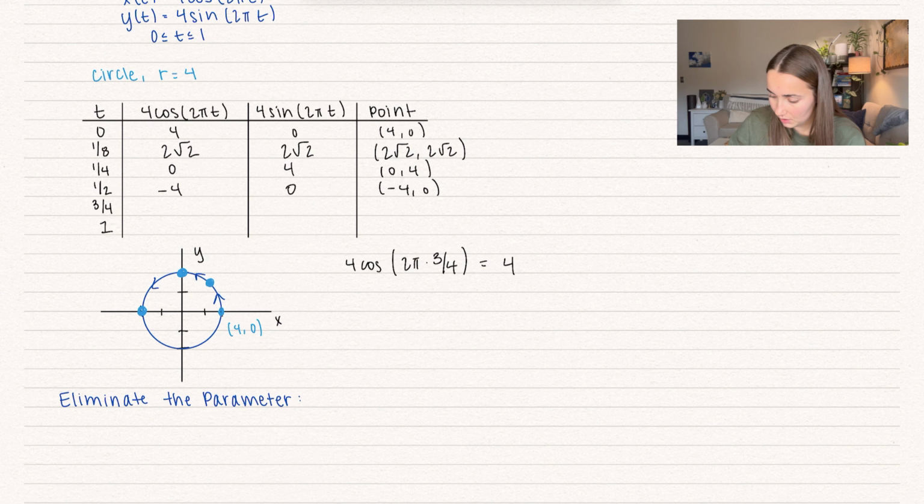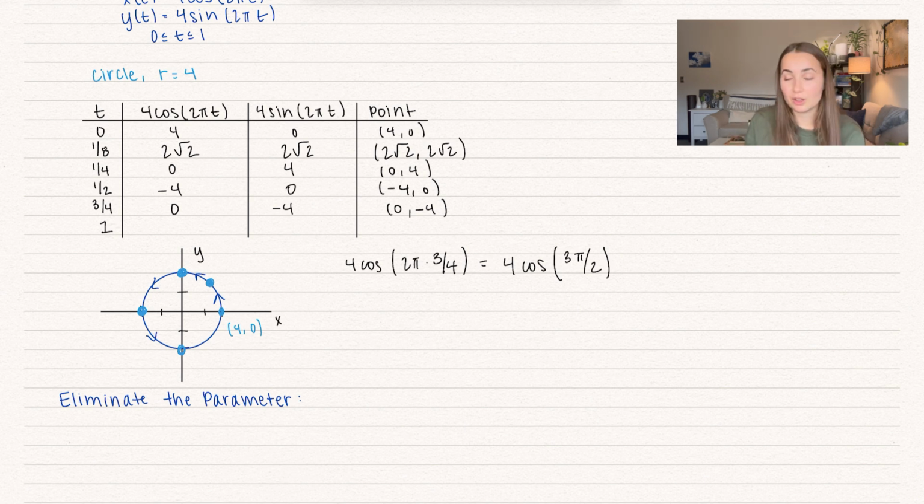This is equal to 4 cosine of, that's going to be 3 pi over 2. So cosine of 3 pi over 2 is going to be 0. Sine is going to be -1. So we move over to the point, and we go down to -4. So we go 0, -4, which is going to be on our graph all the way down here, right? So we're moving in this direction. And now we can fill in that last point, right?